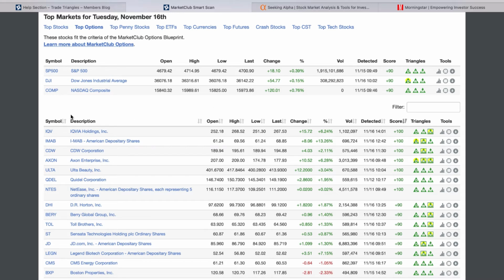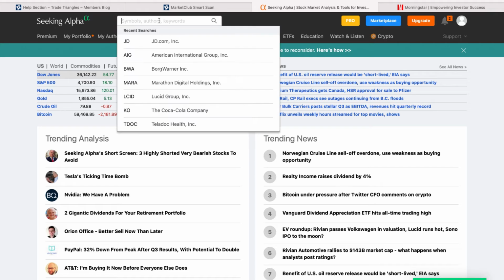What I like about Marketclub is you can sort the scores. I normally prefer to sort based on bullish scores. The reason is that I tend to be more inclined to buying call options, long-term call options for that matter. So how I do it is, if I see IQV, it's a plus 100 score, I will just remember this symbol IQV. I'll go to my Seeking Alpha. This is a Seeking Alpha paid account. Put it here.